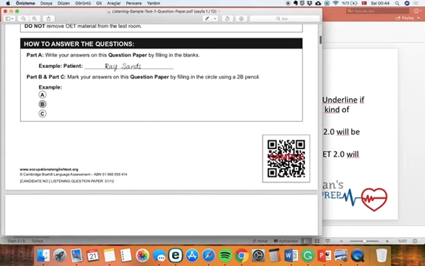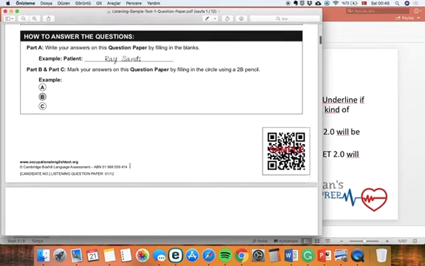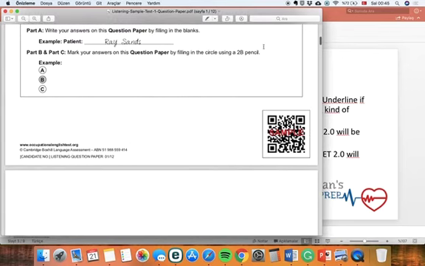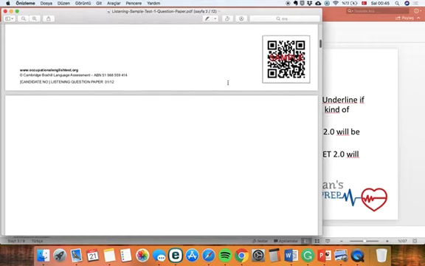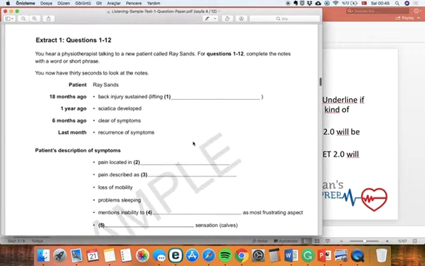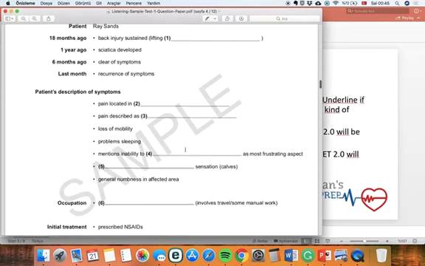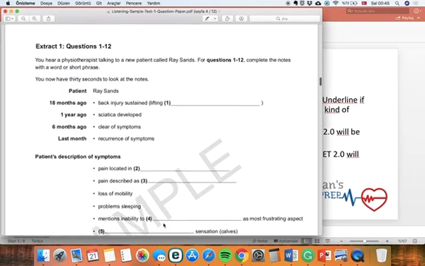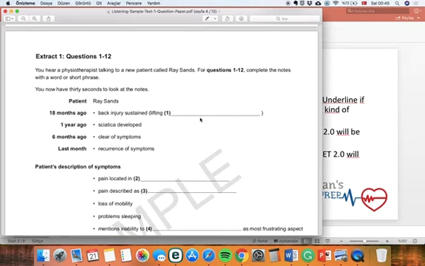In some questions you need to fill in a blank, or you need to fill in the circle, like in multiple choice questions like this. You will be using a 2B pencil. You will be using this type of pencil also in the reading part B and part C. In part A, there will be gaps like this, and you need to fill these by listening to the script.